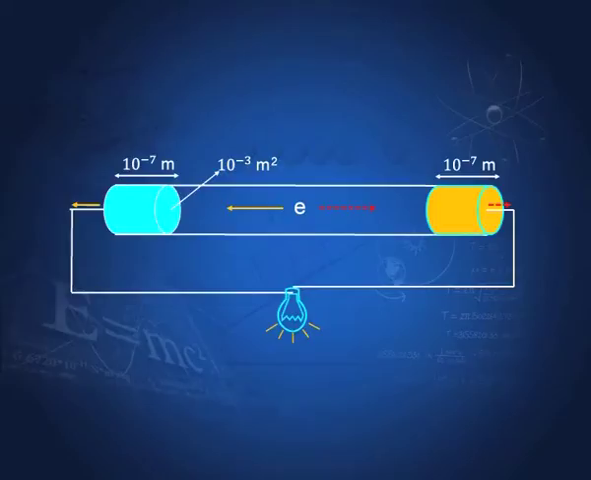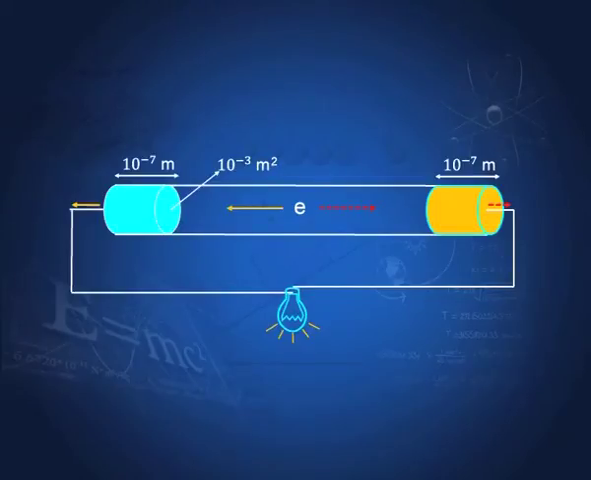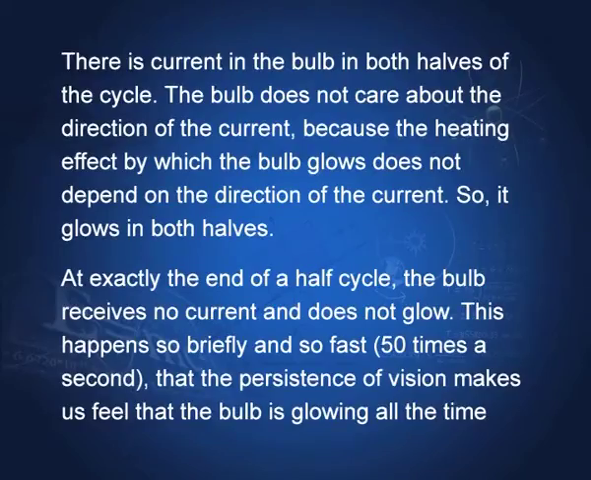You see, for half a cycle the electrons flow, but at the moment between the two half cycles, there is no current through the bulb. So, the bulb does not receive current at just the end of the half cycle. The bulb receives no current and does not glow, but this happens so briefly, it is only an instant, and then the current goes to the negative half.